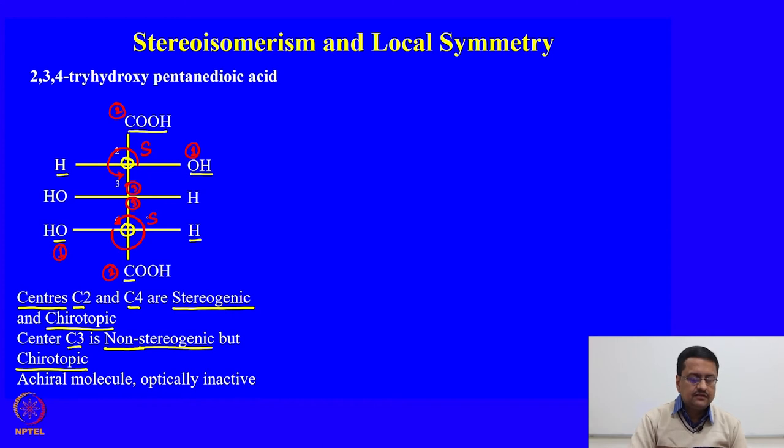As a result, this particular carbon, C3, is a non-stereogenic center because the groups above and below have the same chirality. So, those two groups are not different. But then why is it chirotopic? Because the environment here has four groups which are different. So, it is a chirotopic center. This molecule is achiral, because the groups on top and bottom are the same, and therefore this molecule is optically inactive.